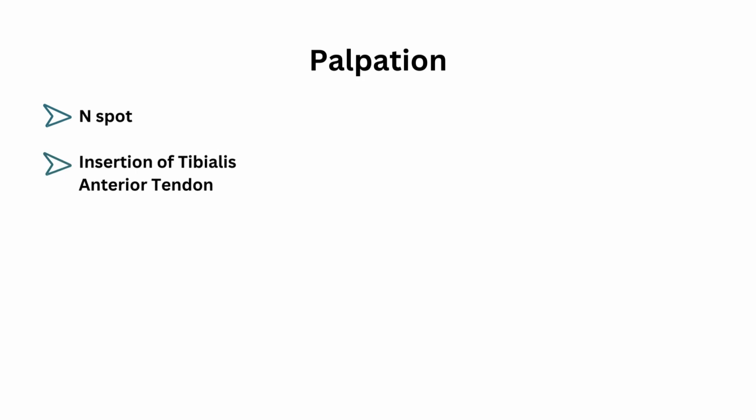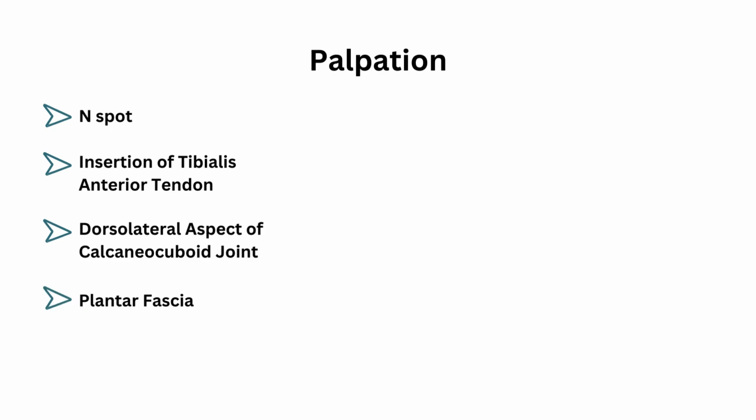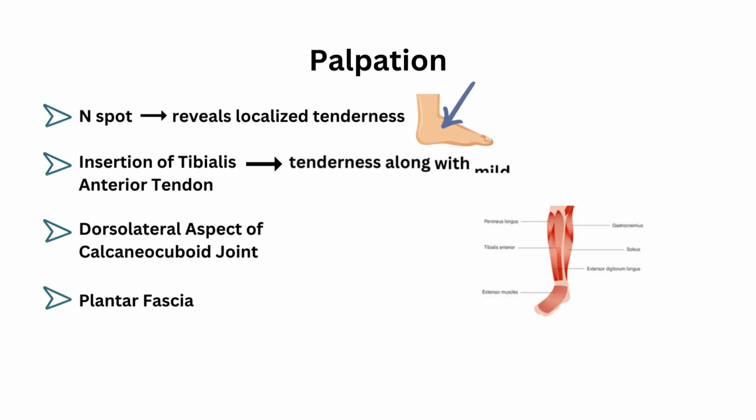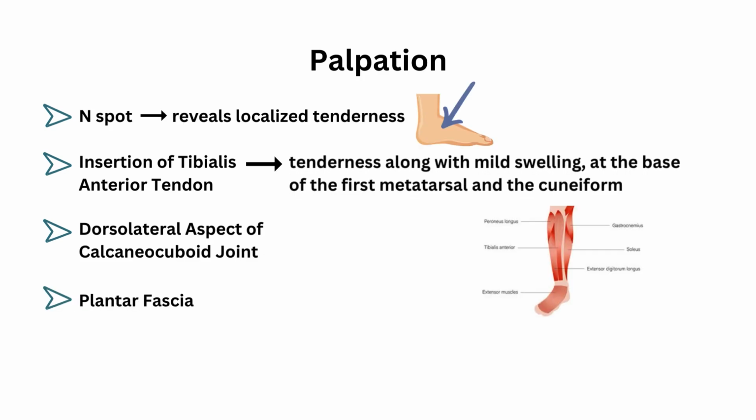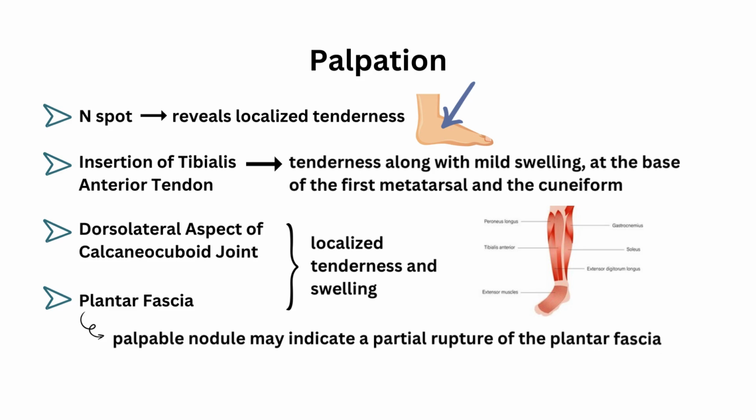Four major locations are palpated: N spot, insertion of the tibialis anterior tendon, dorsolateral aspect of the calcaneocuboid joint, and plantar fascia. Tenderness along with mild swelling at the base of the first metatarsal and the cuneiform confirms tibialis anterior tendinopathy. Localized tenderness and swelling is seen during dorsal calcaneocuboid ligament injury and plantar fascia strain. A palpable nodule may indicate a partial rupture of the plantar fascia.